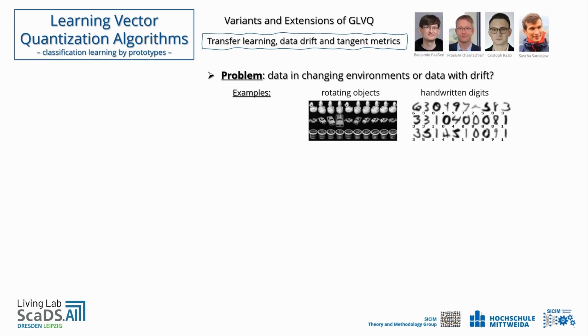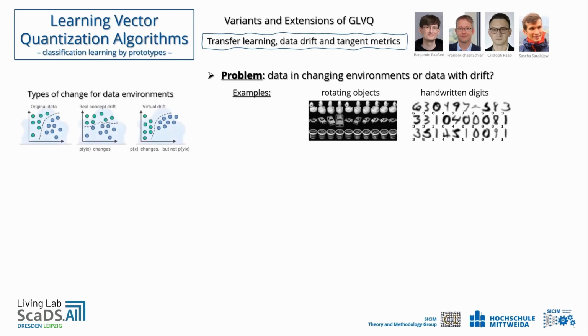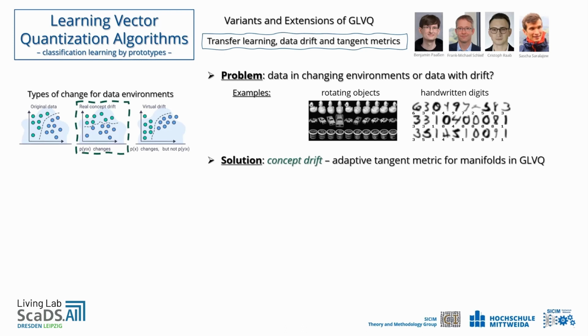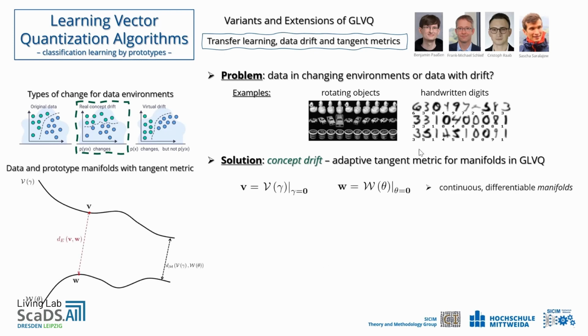A problem related to matrix learning is that we think about data in changing environments. For example, if we want to classify rotating objects or handwritten digits, then we have samples which are more or less in a data manifold, and they are also representatives of some data manifold in this context. So we speak about a concept. We can take our prototypes as representatives of the manifold, whereas the data are also representatives of the manifold. So we have to take manifold distances into account for learning vector quantization.